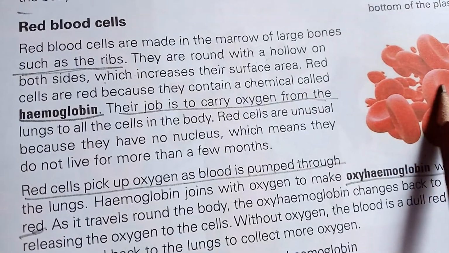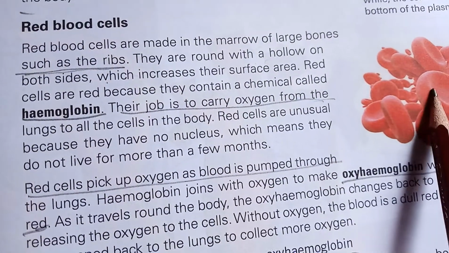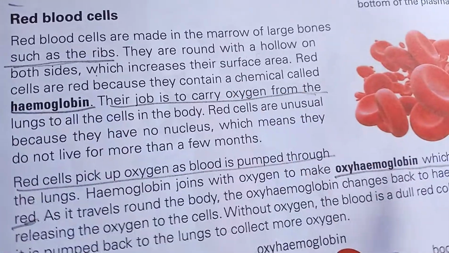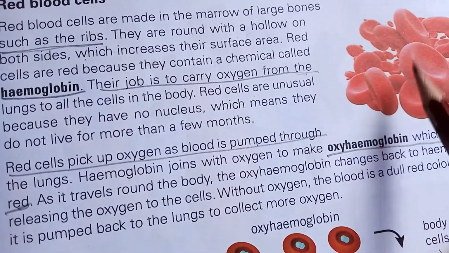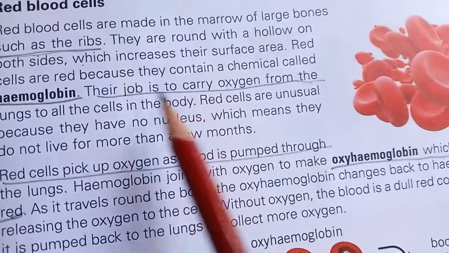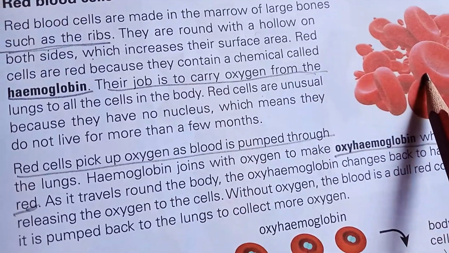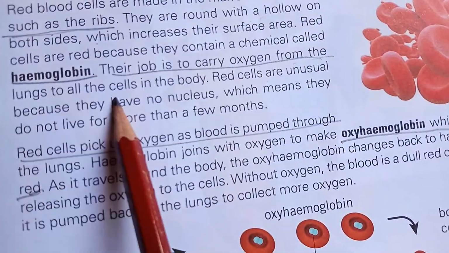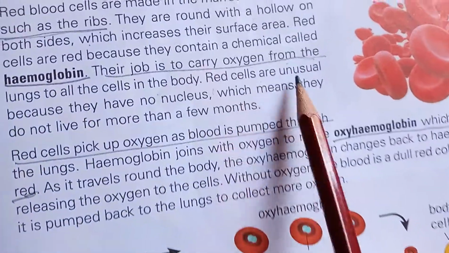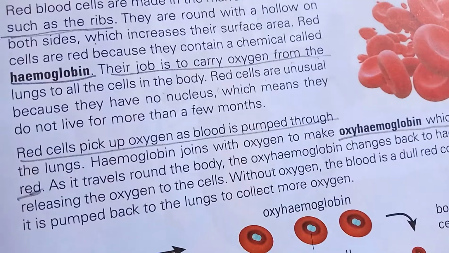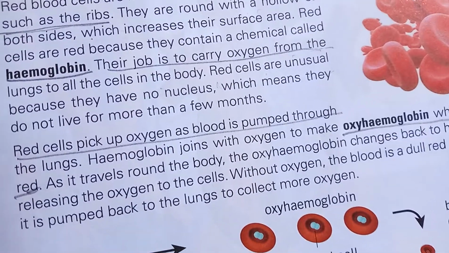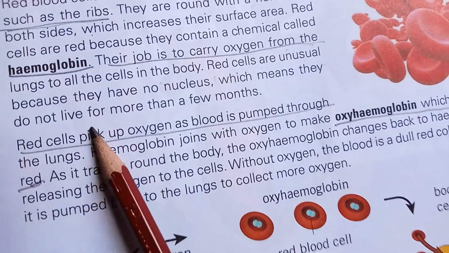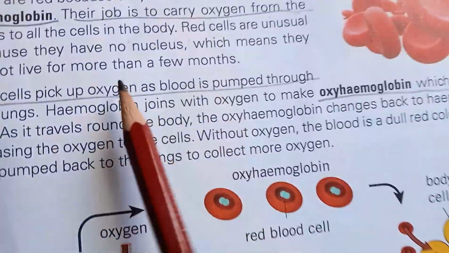If it is not hollow, the surface area is less. When there is a hole, the surface area is more, and the chemical through which they are filled is known as hemoglobin. What is the job of the red blood cells? Their job is to carry oxygen from the lungs to the cells in the body. Red cells are unusual because they have no nucleus, so they cannot be produced again and again, which means they do not live for more than a few months.